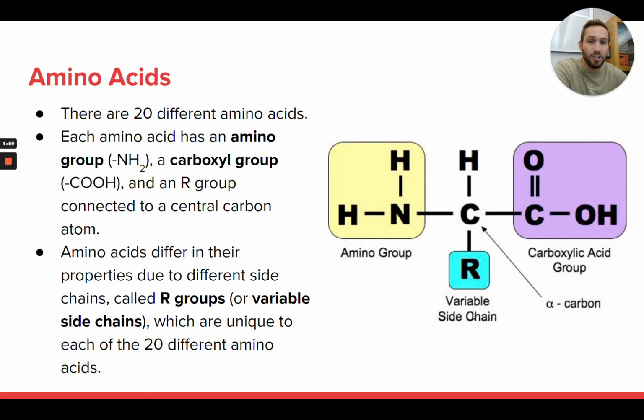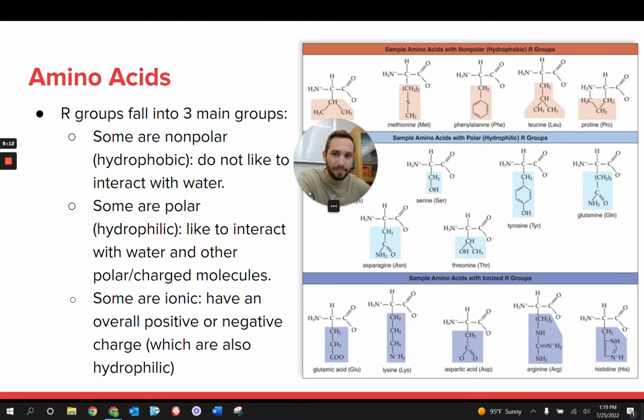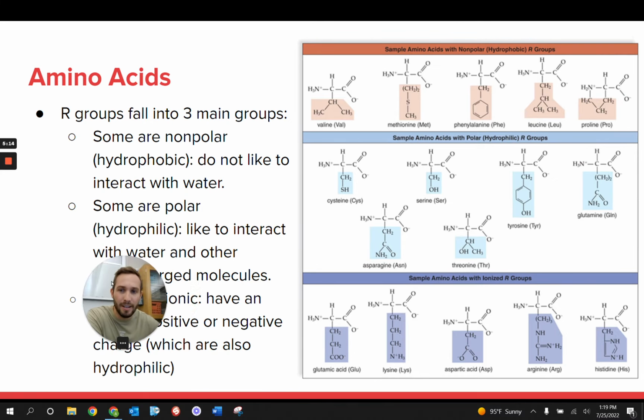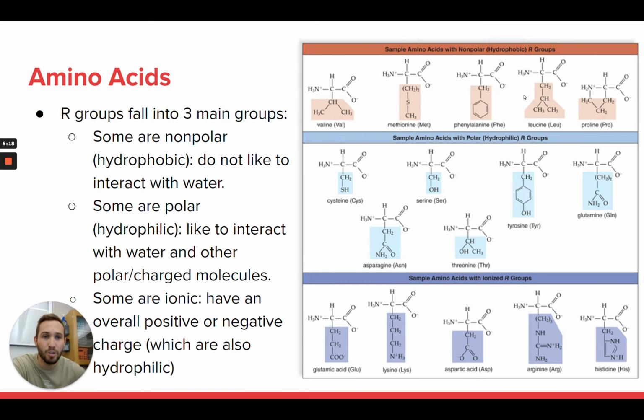Or just side chain, or just R group, whatever you want to call it. This is what makes all 20 amino acids different. So all 20 amino acids have an amino group, a carboxyl group, a central carbon, and then it's this R group that's different. So if you look at this table here, you're going to see the 20 different amino acids that I was talking about, and here's all their names.